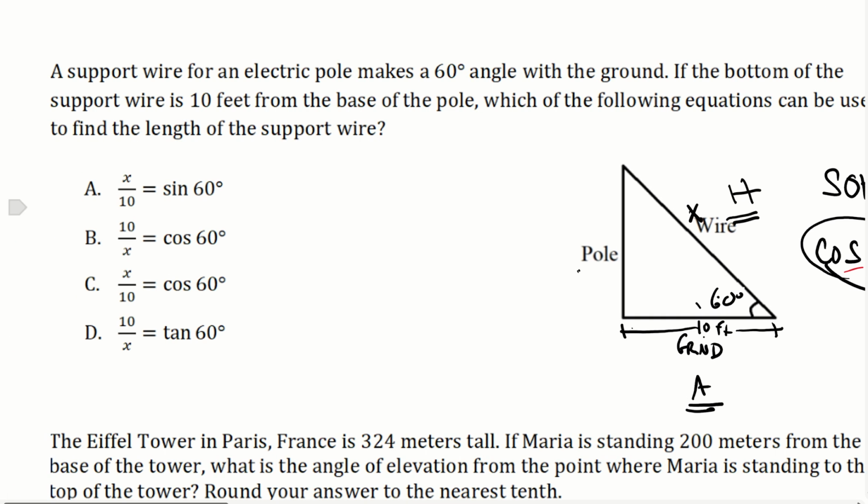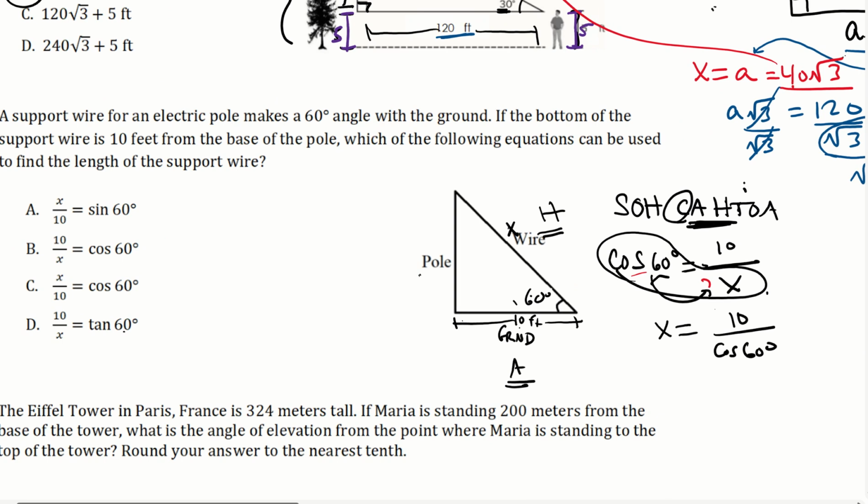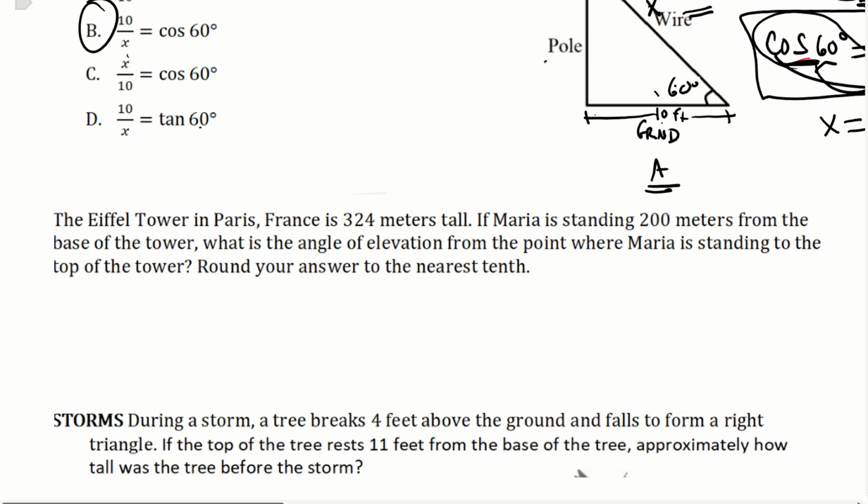Is that it? And even then, they didn't want you to solve it. See, look, they didn't want you to solve it there. They just wanted you to set this up, I think. So let's just use that. Cosine of 60 equals 10 over x. There you go. They didn't even want you to solve it. They just wanted the equation. All right, so it's got to be B.